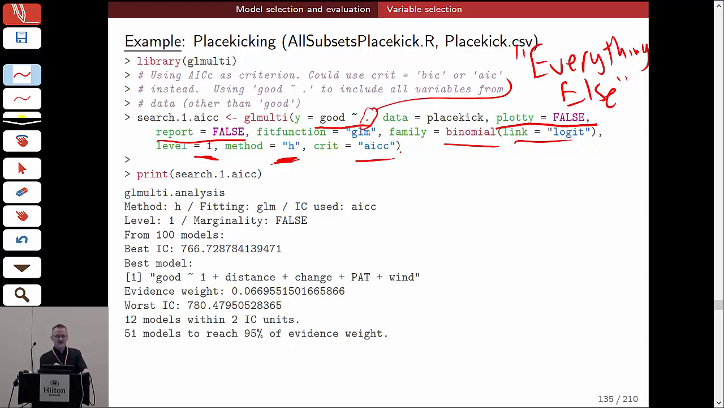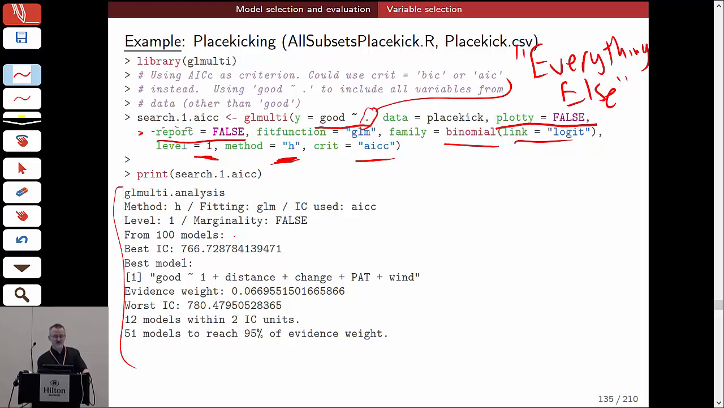So I've run the search. I've created this object called search1 AICC, and when I print out the results, I get a little bit of information from my search. It keeps the top 100 models around automatically. Let's be honest, model number 184, you don't care about. So keeping the top 100 models is more than enough information for you to work from.